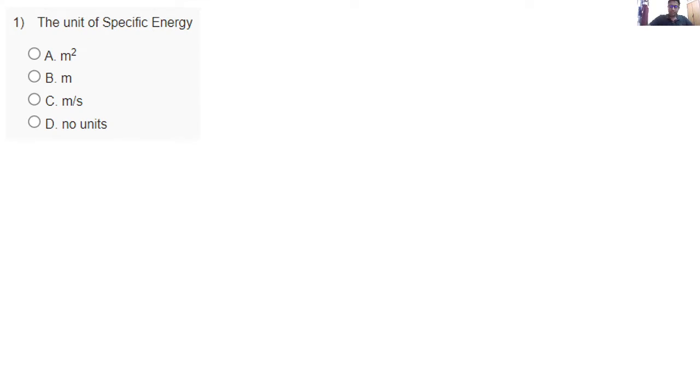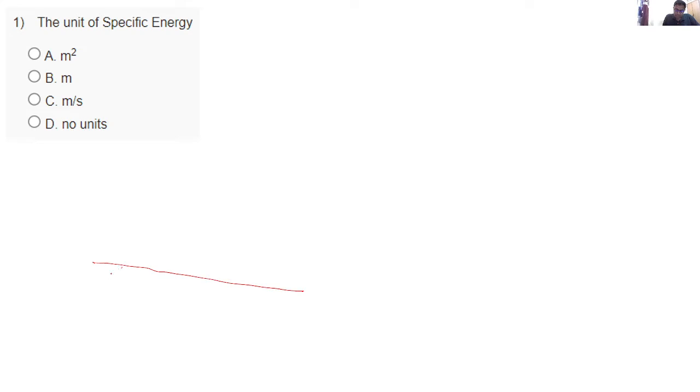So the first question in assignment 0 was about the unit of specific energy. Specific energy, we know, is nothing but the total energy at a section with respect to the channel bed as datum. We have already learned it from our previous classes on fluid mechanics as well as open channel flow. So just giving a brief recap of it.